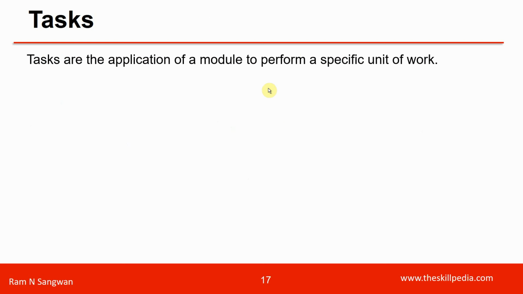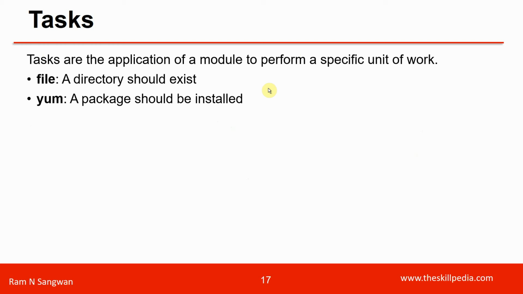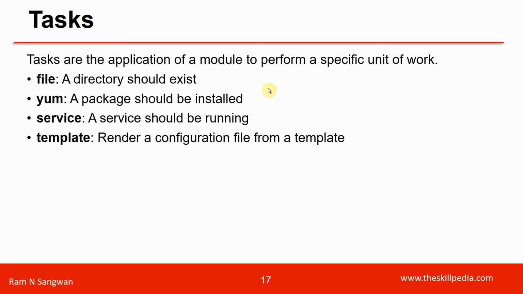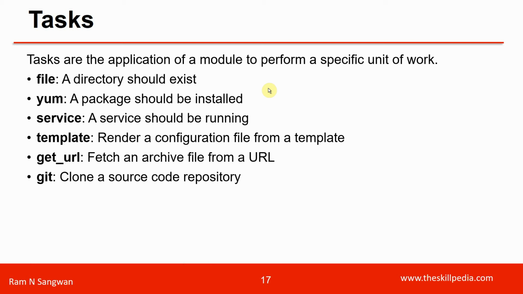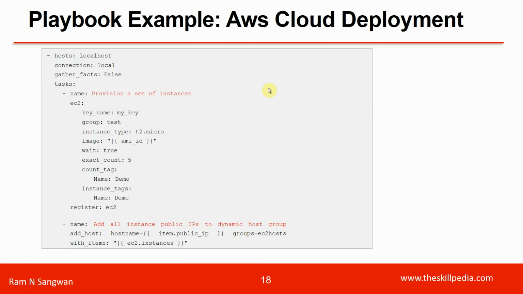So tasks are what? Tasks are the application of a module to perform a specific unit of work. Like file: a directory should exist. This I discussed in the previous lecture also. Yum: a package should be installed. Service: should be running. Template: render a configuration file from a template. Get URL: fetch an archive file from a URL. These are examples of modules. There are a lot of modules available. Git: clone a source code repository.